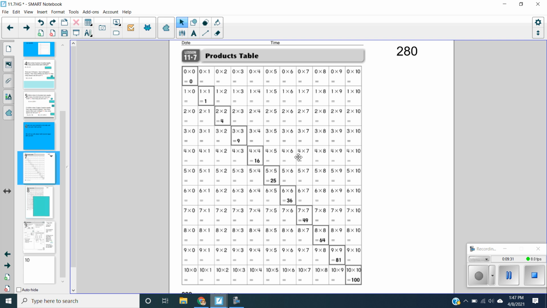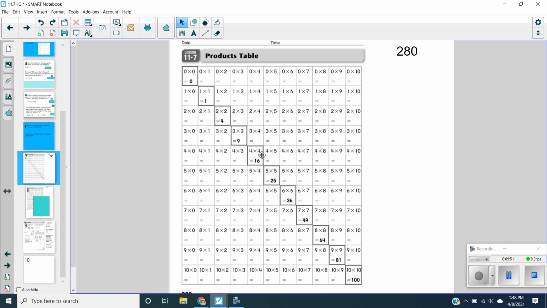So with 4's, I like to think double, double. So I know that 4 plus 4 is 8. Well, 8 plus 8 is 16. Or I know that if I look at 4 times 8, I know that 8 plus 8 is 16, and I know that 16 plus 16 is 32. So 4 times 8 is 32.